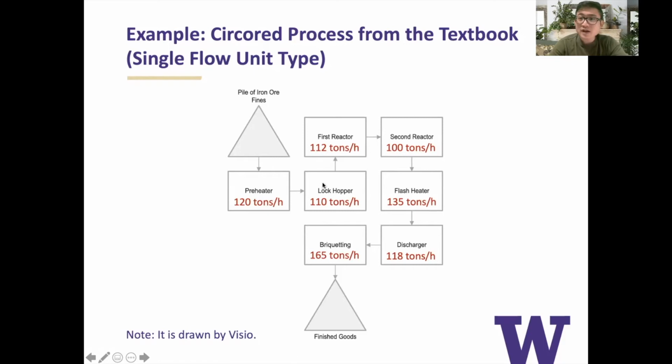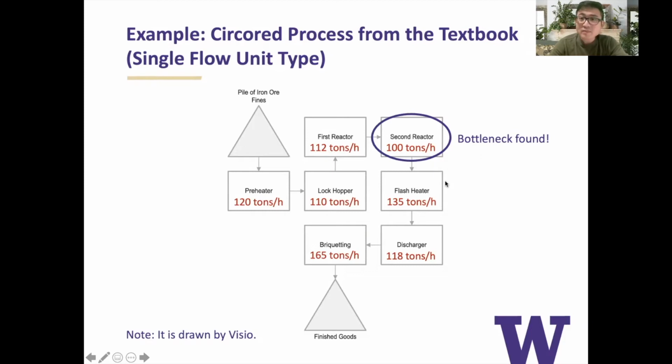And after unifying the units, we can see that the second reactor actually has the lowest capacity, which is 100 tons of ore per hour. So we will say this is the bottleneck. Okay, the second reactor is the bottleneck. And then the process capacity is 100 tons per hour. Okay, we are not going to consider the inputs or the demand. So for this single flow unit type, we're only gonna consider the capacity.